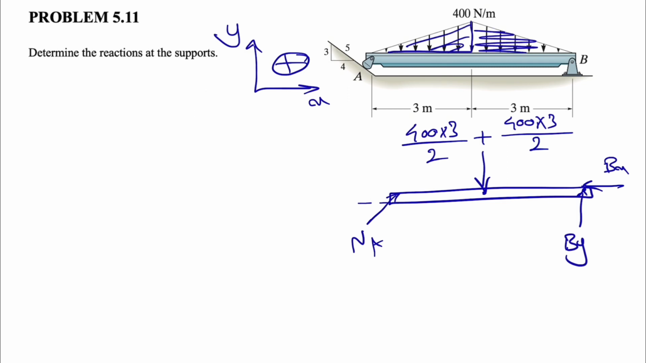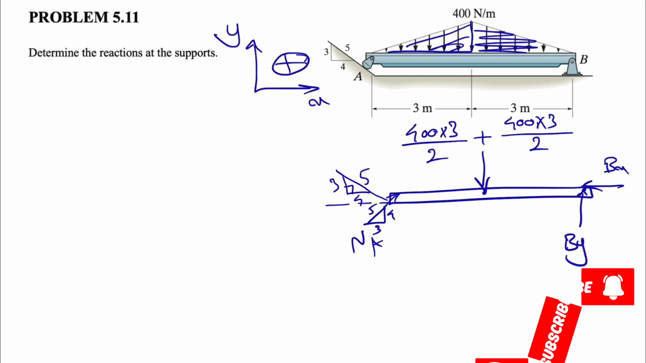So this will be the load, and since it's symmetrical, again it will be applied exactly at the center of this beam. The other information is the angle of NA, and since we know this right triangle in here, we have the information in the question. So for the normal force, we know we have 4, 3, and the hypotenuse is 5.